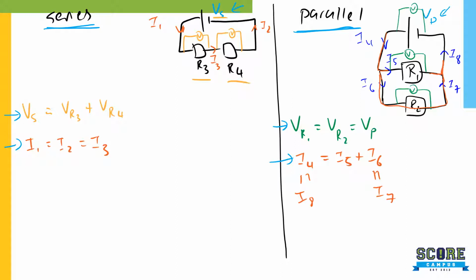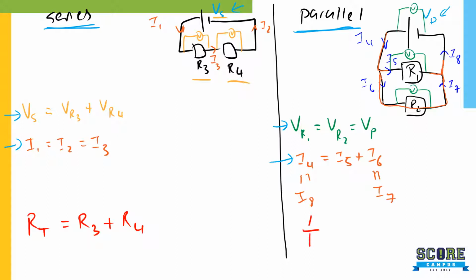Now, let's go to the resistance. Okay? How do you calculate the total effective resistance of a circuit, whether it's series or parallel? Effective resistance meaning the total resistance of the circuit. Here, for the series, the total resistance is equals to R3 plus R4. You simply just add it up, right? Nothing too fancy. In a parallel circuit, okay, however, it becomes a bit complicated.